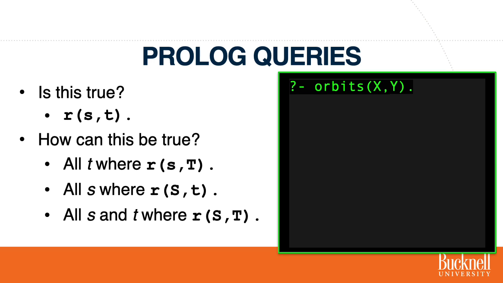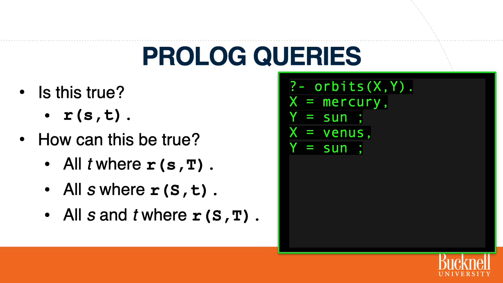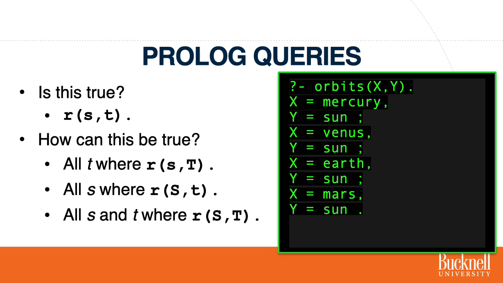We can also have more than one unknown. We can ask, what orbits what? We can press space in the Prolog interpreter to get multiple answers. So the first answer we get is Mercury orbits the Sun. If we press space, we can get a second answer. Venus orbits the Sun. Press space again. Earth orbits the Sun. Let's say we don't want any more answers. We press space one more time, we get Mars orbits the Sun, and then we hit return, and Prolog doesn't give us any more answers at this point. After we've hit return, we've told Prolog, no more answers please, we're happy.